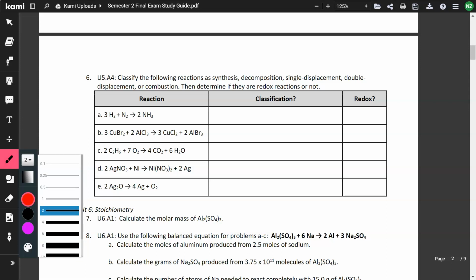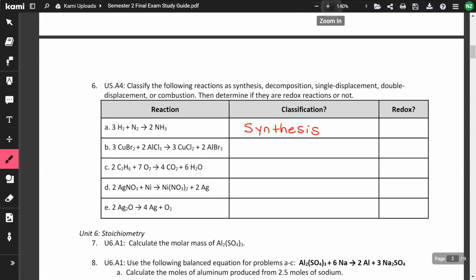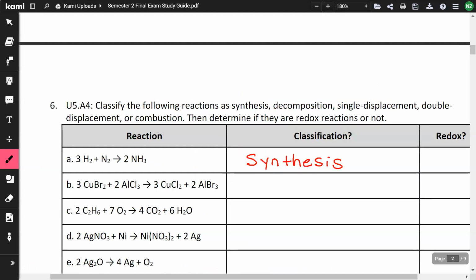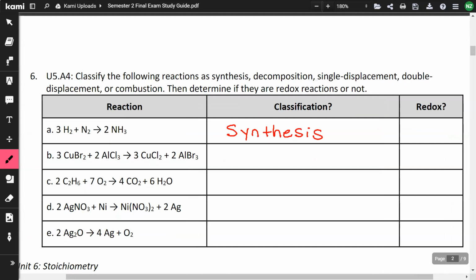All right, so for the first one here, we have something by itself, we have something by itself, and it goes to a compound. So that is synthesis. And it asks us to identify if it's a redox reaction or not. So let's zoom in just a tad here so we can make this a little bigger. Okay, there we go. So let's assign oxidation numbers.